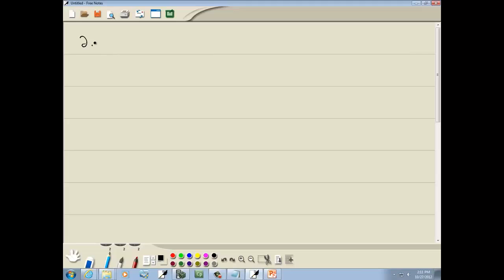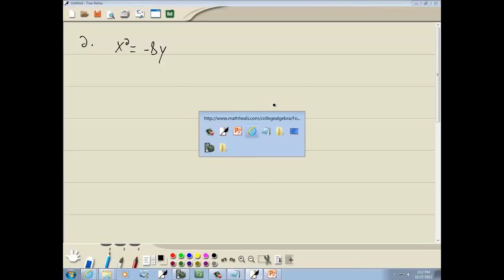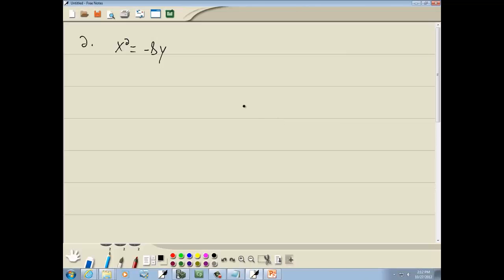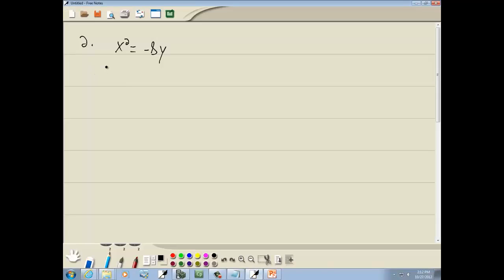Okay, number 2. We got x squared equals negative 8y. And it says find the focus and directrix. Okay. Squared is on the x, which is the top formula. So I'm going to try to get it to look like this. I want x minus some number. Well, we saw this trick in the last problem. You can rewrite that as x minus 0. Because x minus 0 is x, and x's second power is x squared.